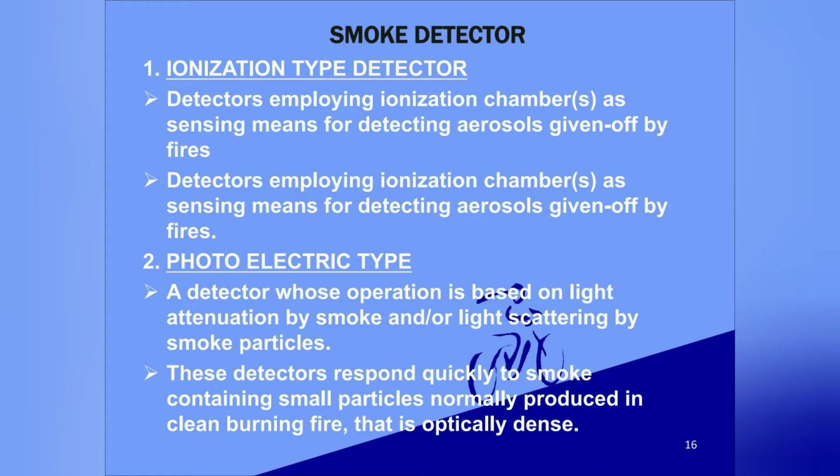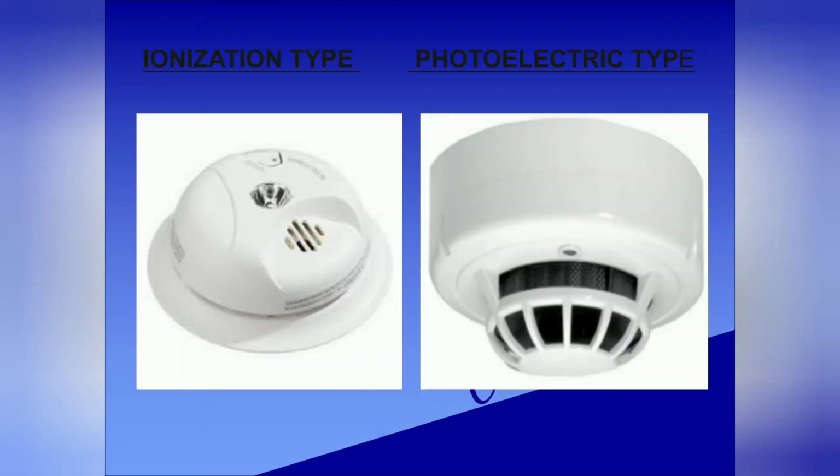And we can see the photo. The first one is an ionization type detector, and the second one is a photoelectric type detector. You can say bulb also. Once the device is activated, the bulb will start glowing.